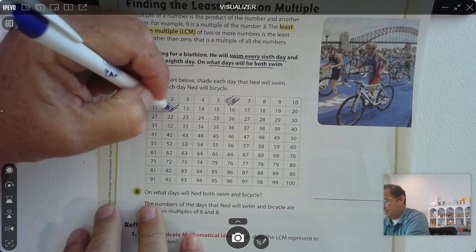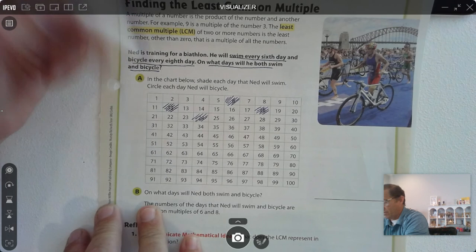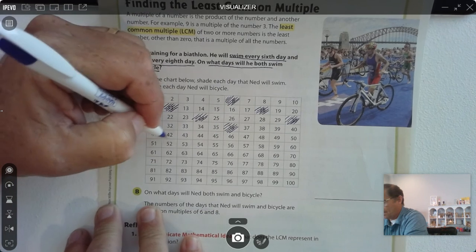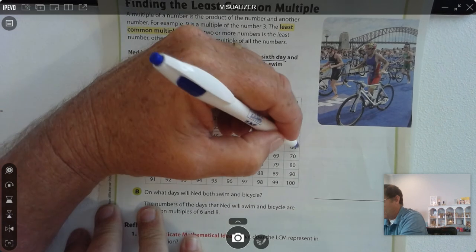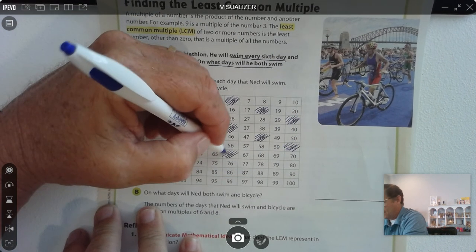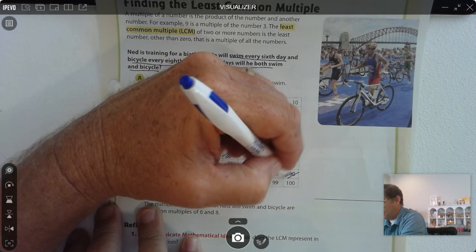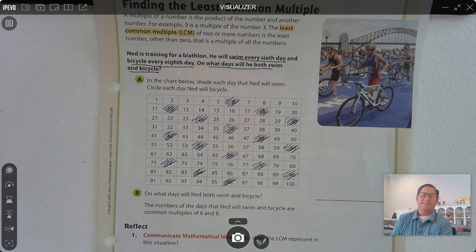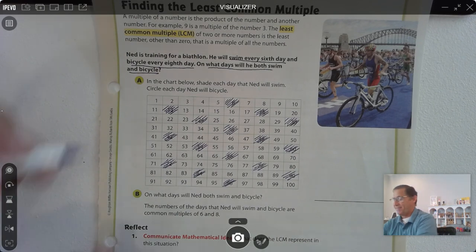So 6, 12, 18, 24, and so on, right? Okay. So those are the multiples of 6. And then circle the days that he'll bicycle. And he's going to bicycle every 8th day.